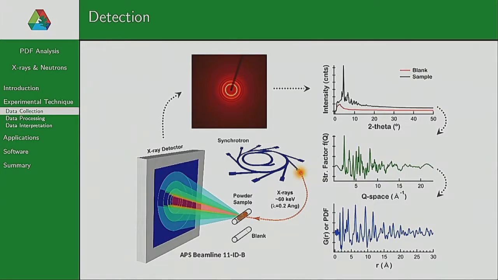So this is the process. You have a sample here, and you have the X-ray or the neutron coming from here. It falls onto the detector, and this is the powder diffraction pattern you get. From there, you can directly determine the intensity versus the 2 theta or the Q. Then from there, you can go to the Q space here. Then Fourier transform it to get the PDF.